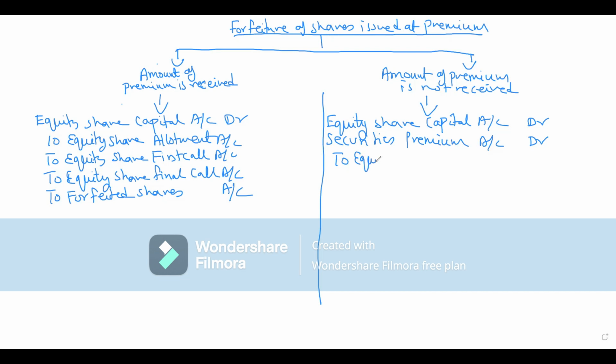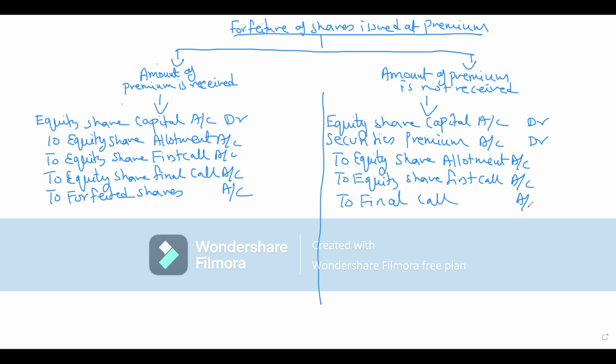That is, say, you haven't received an allotment, then it would be to equity share allotment account. If it is first call, then it is equity share first call account. If final call, then it is equity share final call account. And finally, forfeited shares account. That's it. Is that clear? Amount of premium is not received.